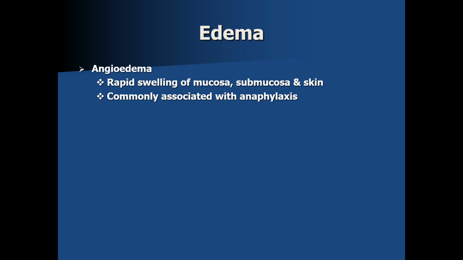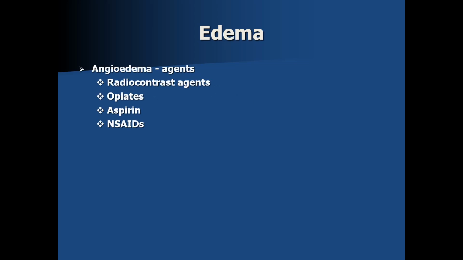Another source of upper airway edema is called angioedema. This is a rapid swelling of mucosa, submucosa, and even the skin. Commonly, this is associated with anaphylaxis. Agents that are likely to be associated with angioedema include radiocontrast agents, opiates like morphine, aspirin, and non-steroidal anti-inflammatory drugs.